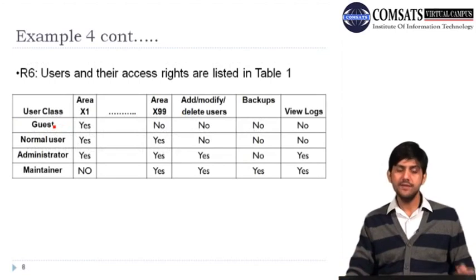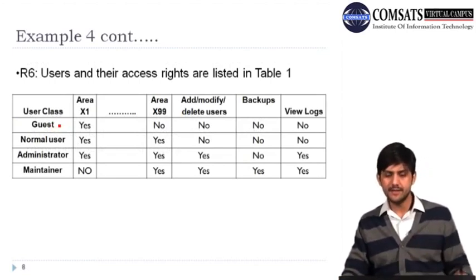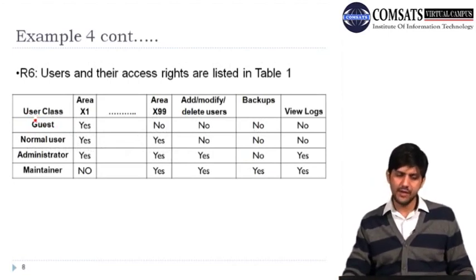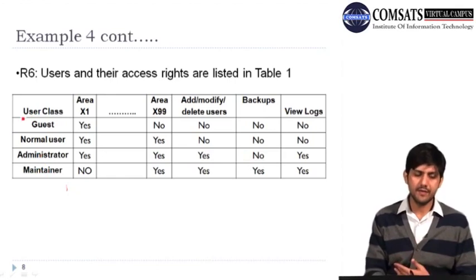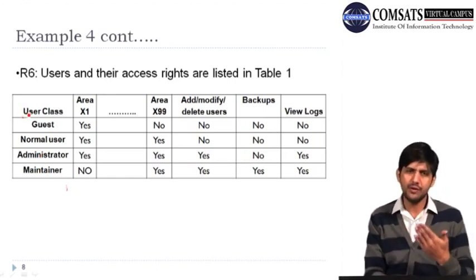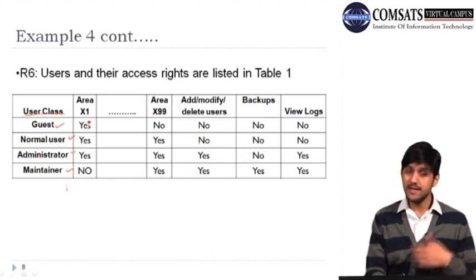Okay, and then we have requirement number 6, which says users and their access rights are listed in table 1. So we have these user classes, and this is how we specify requirements, which removes all the ambiguities. We are saying that these are the 4 user classes: guests, normal users, administrators, and maintainers, and the areas where they can enter.